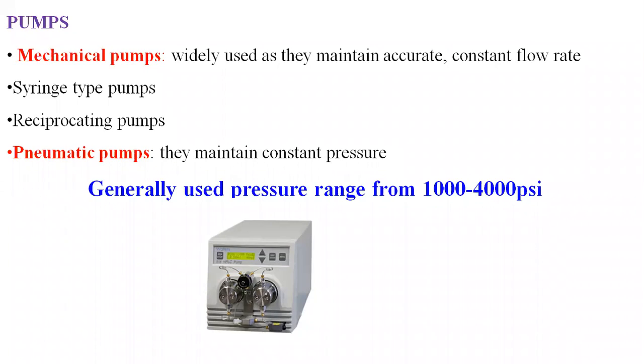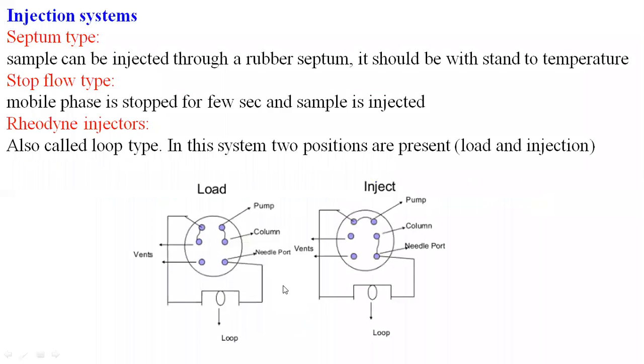In pumps, a single pump will be there, and binary gradient pumps are also available. Here two pumps are there: for one solvent, one pump, and for another solvent, another pump. So the binary gradient pump is shown in the figure. Now the mobile phase, with high pressure, passes towards the stationary phase or column.